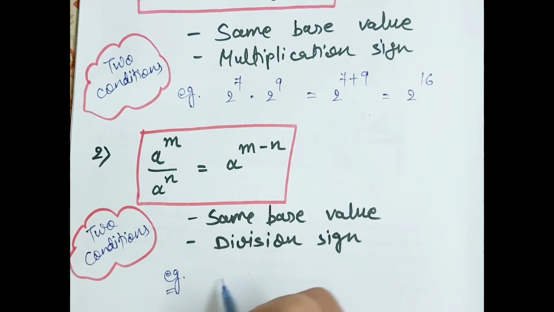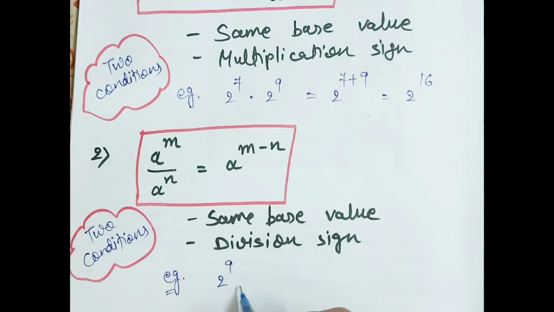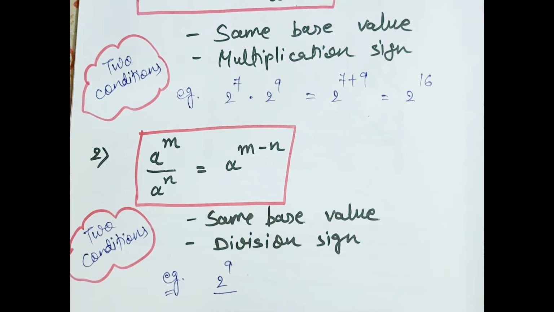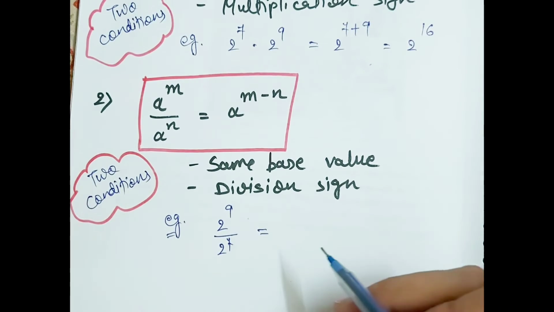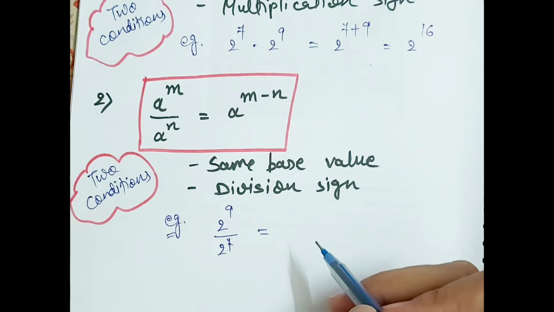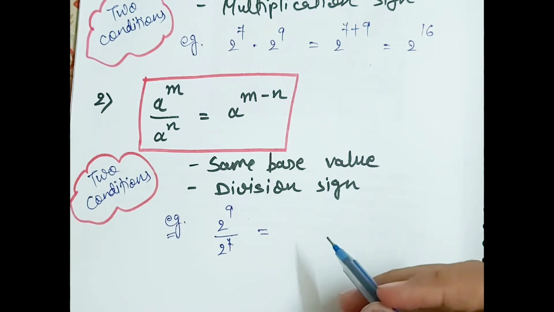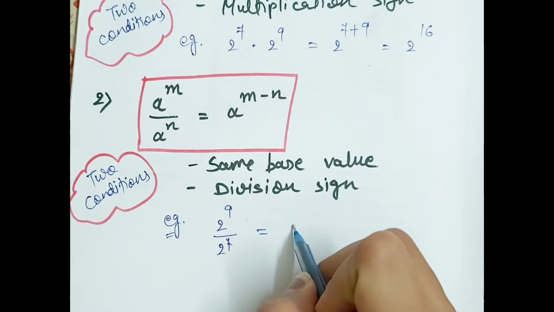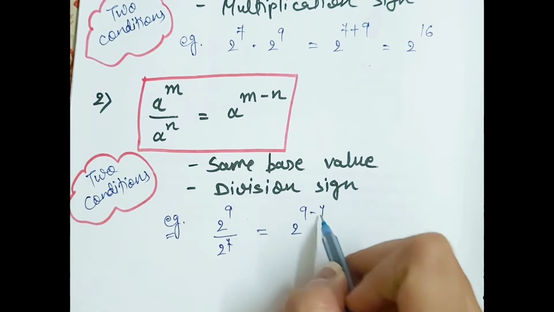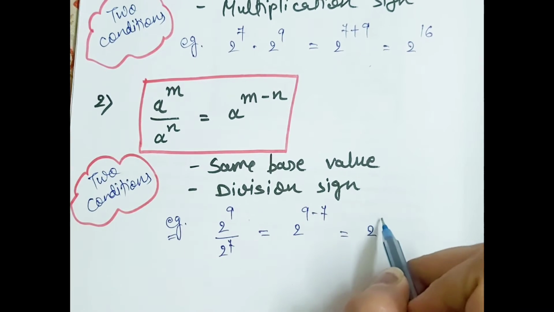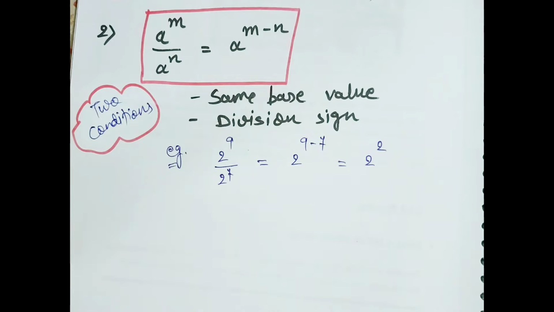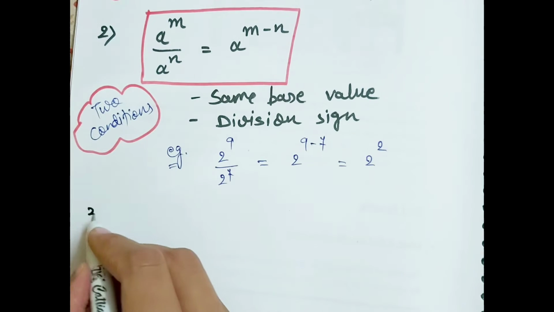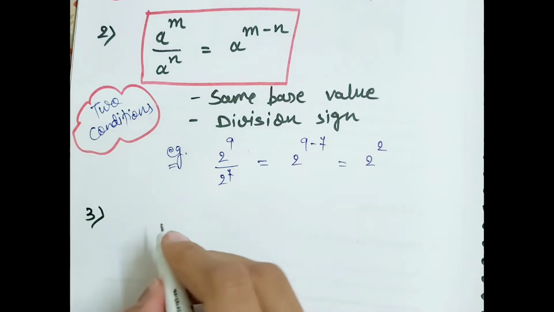We are going to take the same example, just going to change the order a little bit. 2 raised to the power of 9 divided by 2 raised to the power of 7 is equal to, base value is same, there is a division sign, so I'm just going to perform subtraction, right? So the base remains the same, I'm going to perform the subtraction, which is going to give me 2 raised to the power of 2. Pretty simple, isn't it?